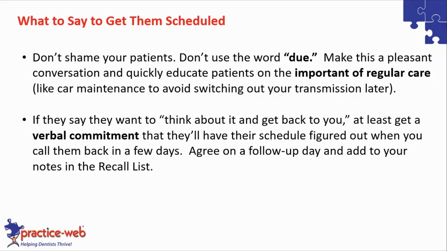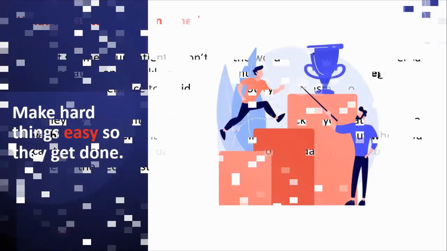If they say, let me think about it, I'll get back to you, at least get a verbal commitment. That's really getting the next step solidified. Okay, John, how about I call you back on Friday, and by that time you'll have looked at your calendar and we can agree on what works for you. Perfect, great. So you put that in your notes in the recall list, you know that he made a commitment, and you bring that up next time you call. So that's how you get them scheduled.